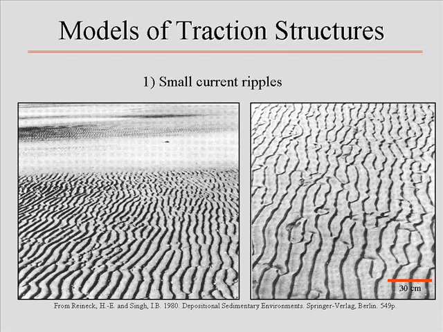Anybody care to speculate which direction the current was going in this picture? Yeah, left to right, same as this picture in through here. In fact, this is actually a blow up of that area as well. Okay, so clearly this is the avalanche side, and away you go. So these are what straight crested small current ripples look like.